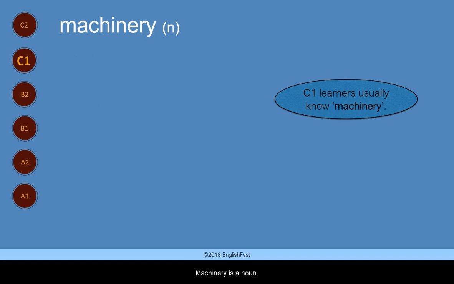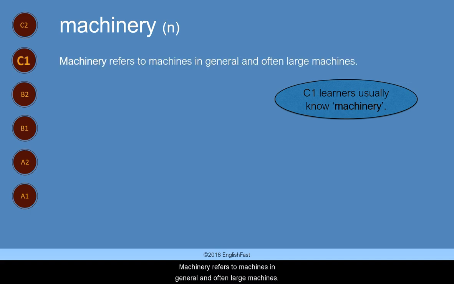Machinery. Machinery is a noun. C1 learners usually know machinery. Machinery refers to machines in general and often large machines.